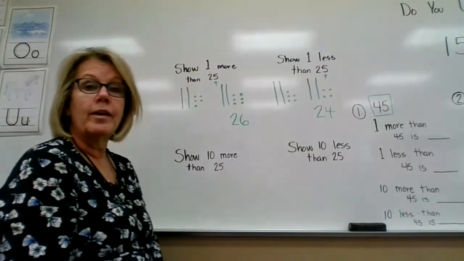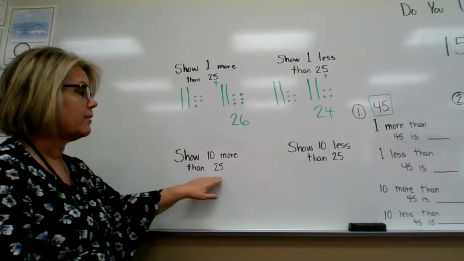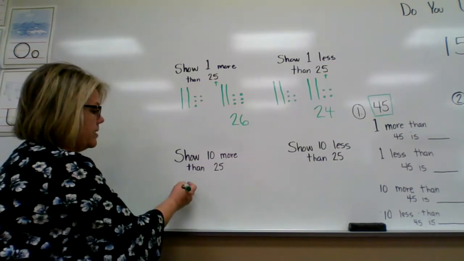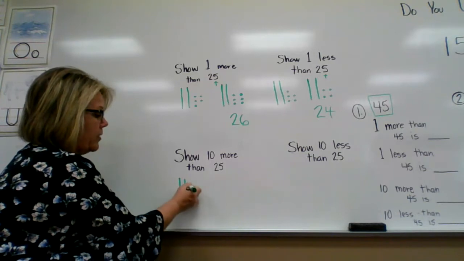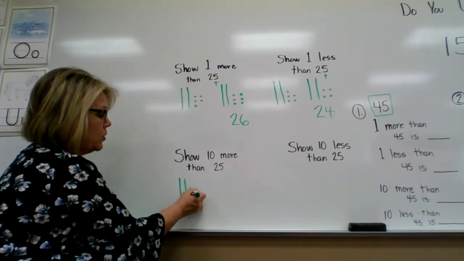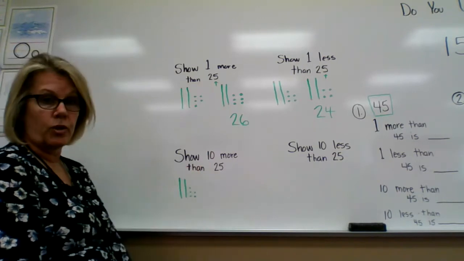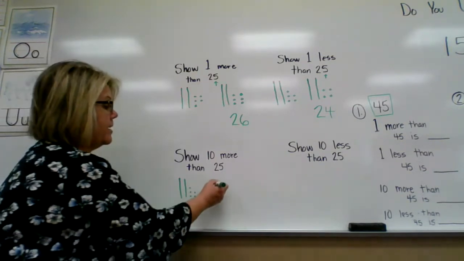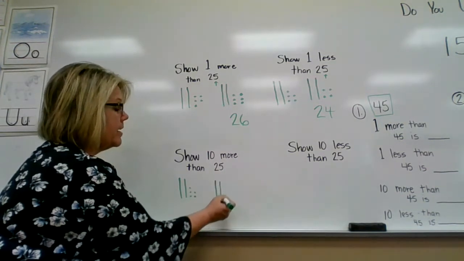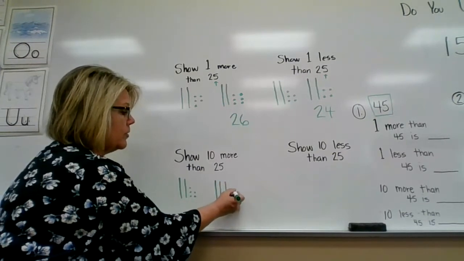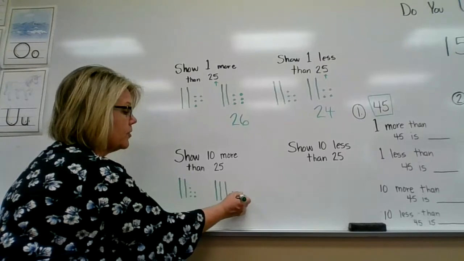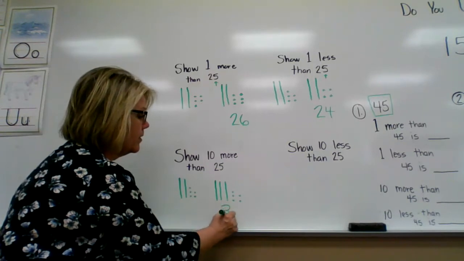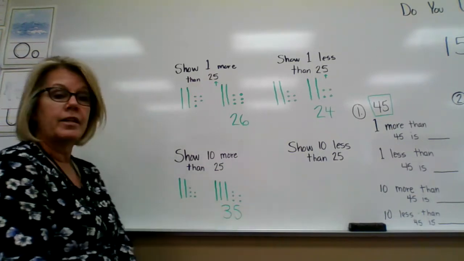So now let's show 10 more than 25, okay? So again, you can draw a picture. 10, 20, 21, 22, 23, 24, 25. I want to show 10 more, which means I have to add one more group of 10. 10, 20, and one more group of 10 would be 30, 31, 32, 33, 34, 35. What is 10 more than 25? 35.